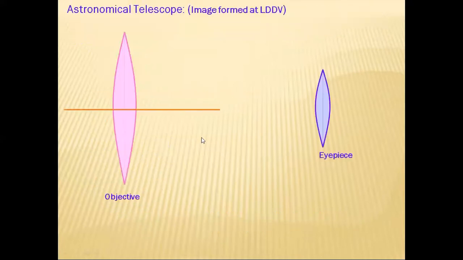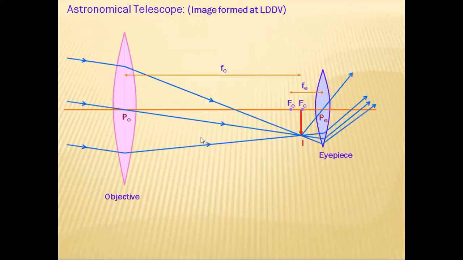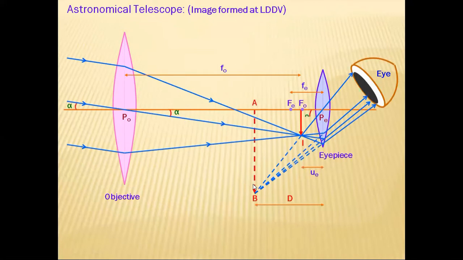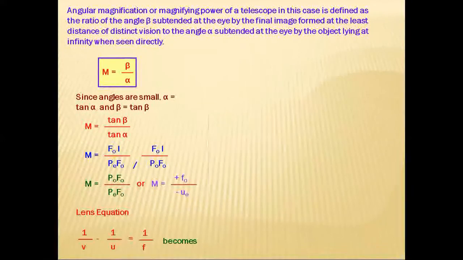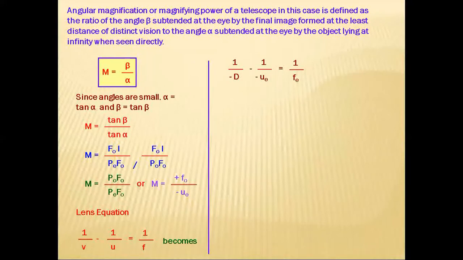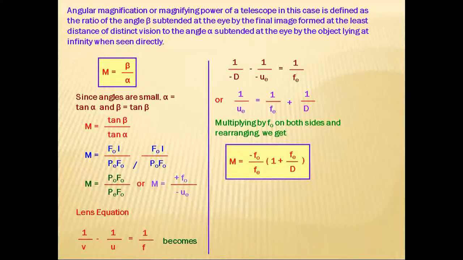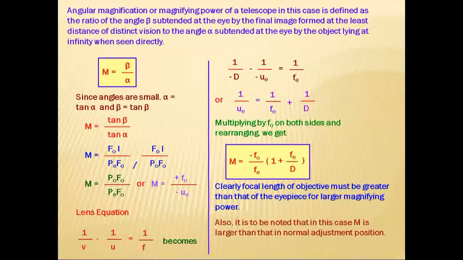We can also show the equations in another way with this ray diagram, where the rays meet, and a virtual image is formed. This is the same as the equations we discussed, M is equal to beta by alpha, and in the same way M is equal to minus F0 by U. We know the lens equation, 1 by V minus 1 by U is equal to 1 by F, so 1 by minus D minus 1 by minus U E is equal to 1 by FE. So 1 by U E is equal to 1 by FE plus 1 by D. Putting this into the magnification equation, the total magnification is M is equal to minus F0 by FE into 1 plus FE by D. This is the total magnification equation for telescopes.